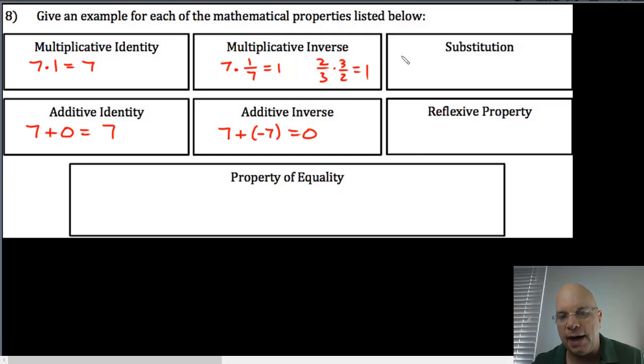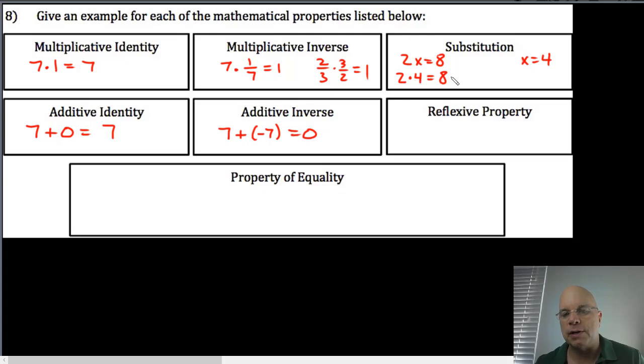Substitution, so if I had an example like 2x equals 8, I could solve that and figure out that x equals 4, and then I could substitute that value back in to make sure it works. So 2 multiplied by 4 equals 8. When I go from this expression to this expression, I've substituted the equivalent value, and that's substitution.